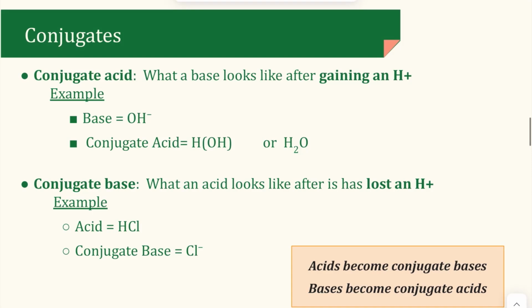Next thing is conjugates. So we have conjugate acids and conjugate bases. Once we've identified what our acid is, a conjugate acid is what a base looks like after gaining a hydrogen. And so if we have whatever our base is, the base is going to, through that reaction, become a conjugate acid as it has gained a hydrogen.